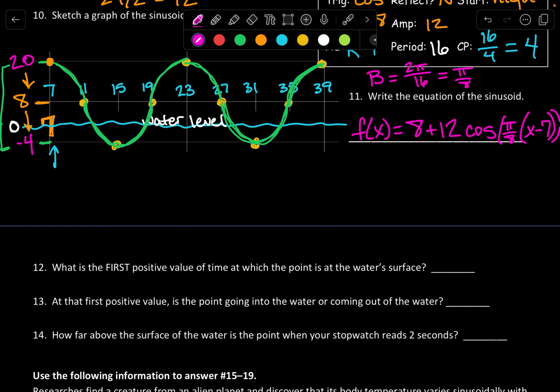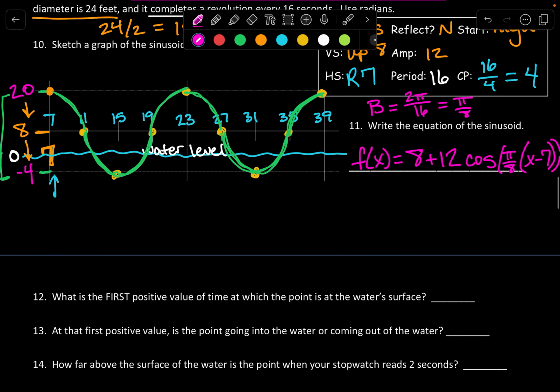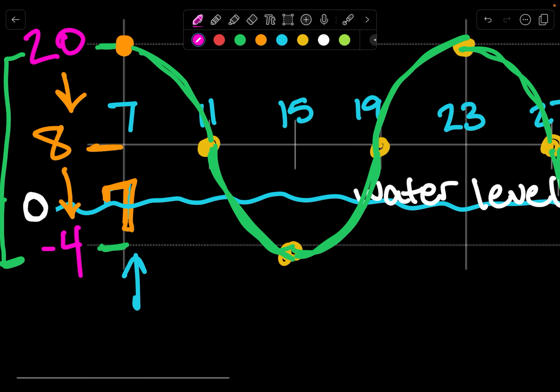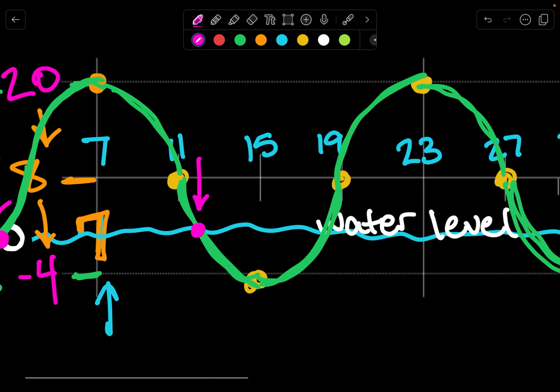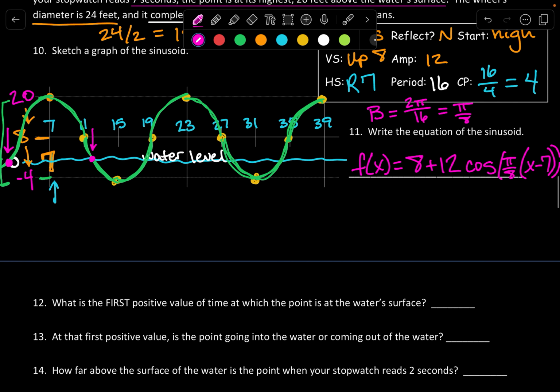This says that the first positive value is the point at the water's surface. So we're looking, where is my graph at the water's surface? It happens here at a little over 11 seconds. But what you have to keep in mind is that this graph also goes this direction. And since we're starting at 7, you have to assume that there's a point over here, somewhere between 0 and 7, where I'm also at the water's surface. So we want to find that out through our graphing calculator.